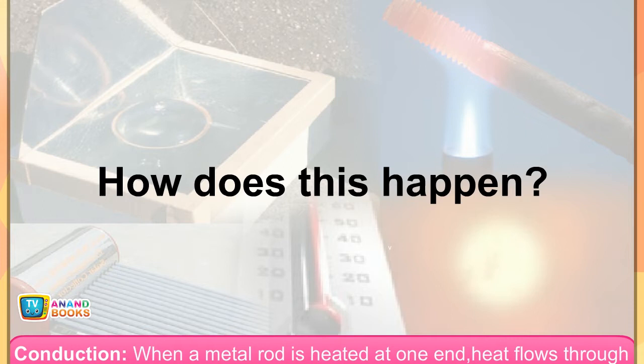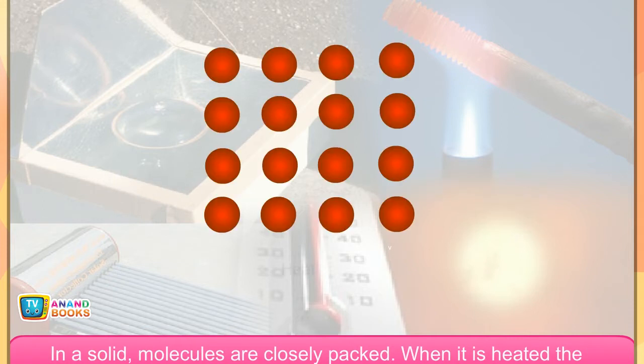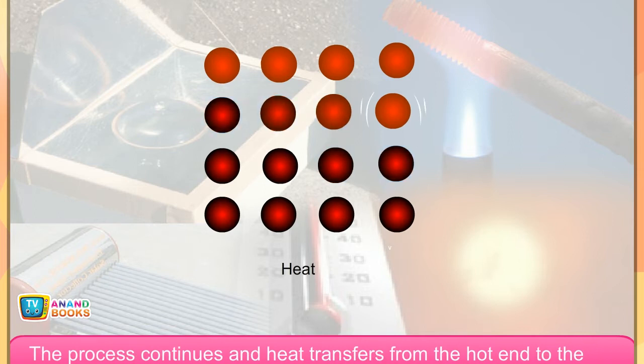How does this happen? In a solid, molecules are closely packed. When it is heated, the molecules begin to vibrate faster and give energy to nearby molecules. The process continues and heat transfers from the hot end to the cold end.